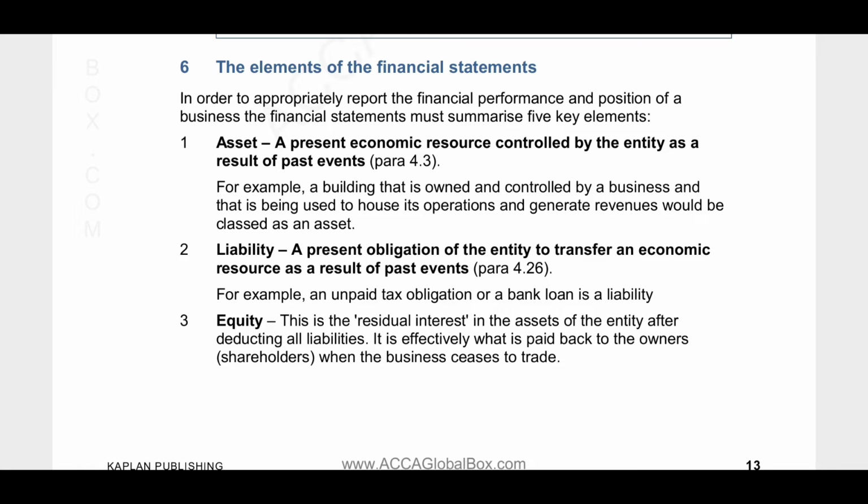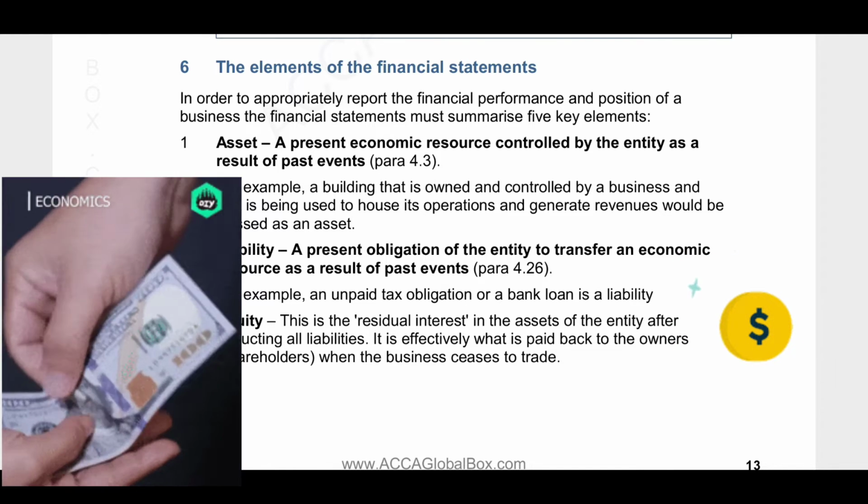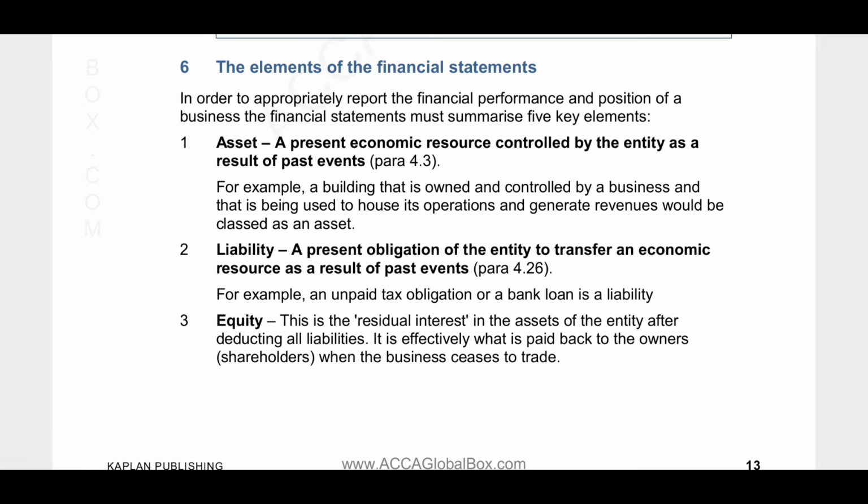Then we have liabilities. Liabilities are the amounts the business owes to others. Think of loans or amounts owed to suppliers. For example, if your business takes a loan from a bank, that's a liability because you need to repay it.